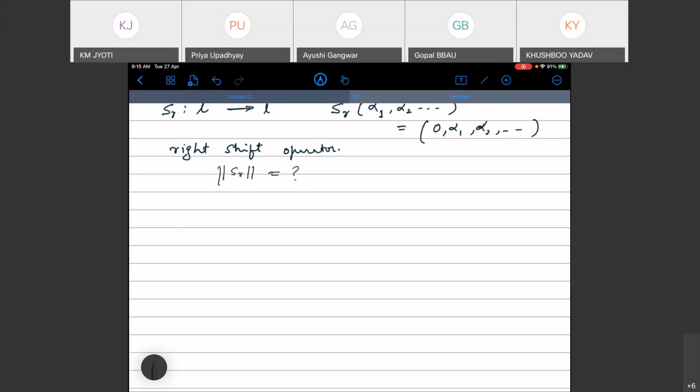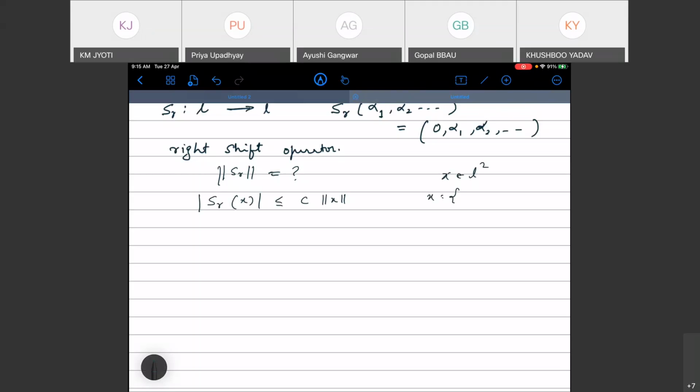Sir, zero, why zero? Why is the definition zero? What is the definition? SR of X should be, the norm of SR of X should be less than or equal to something C times norm X. Okay, this X is an element of L2, a vector of L2.